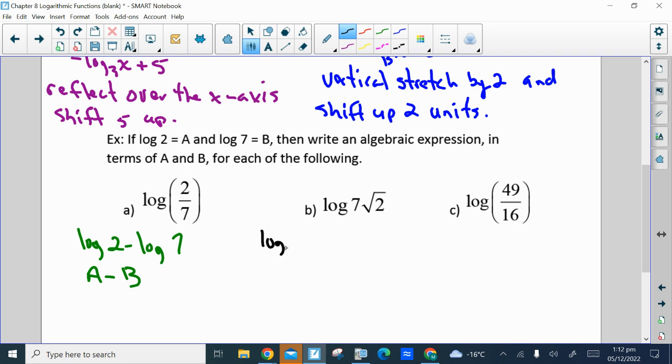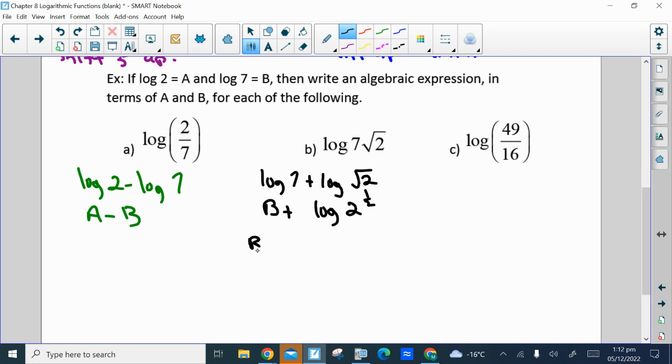Question B, because it's 7 times root 2, we can use the product law to break it up into 2 separate logs. So you've already got the log of 7, which is b, but now we've got to do something to that second term so we can get it in terms of just log 2. And we can do that by remembering that the root of 2 is the same as 2 to the 1/2. And then that 1/2 can come in front as a coefficient.